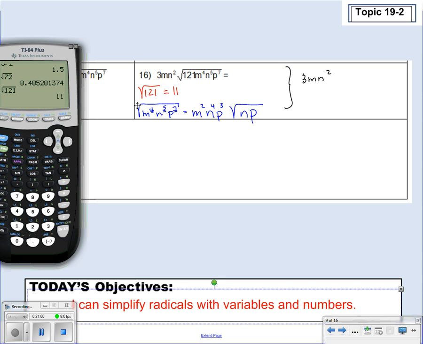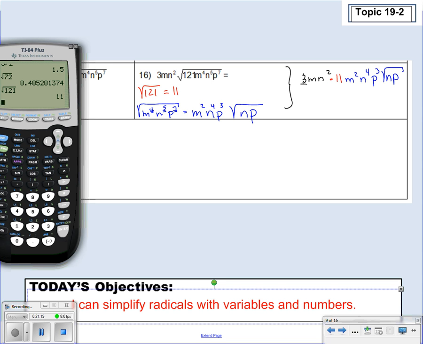So now I'm putting it all together. I have 3mn squared times the 11 that I got from my number. There's nothing under the radical for that one, so times the m squared, n to the 4th, p cubed, and under the radical we still have n and p.